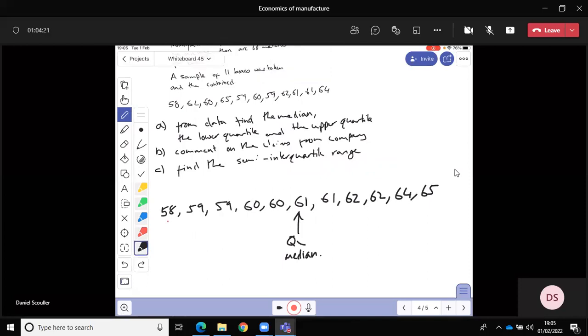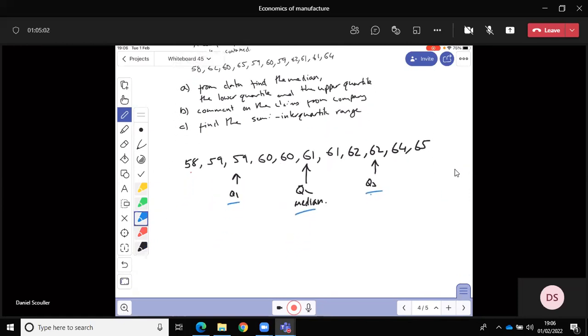Q1 in that case would be the lower quartile. And then Q3 would be that number there. So we'll split it equally into 4. From the data, find the median, the lower quartile, and the upper quartile. So your lower, median, upper.